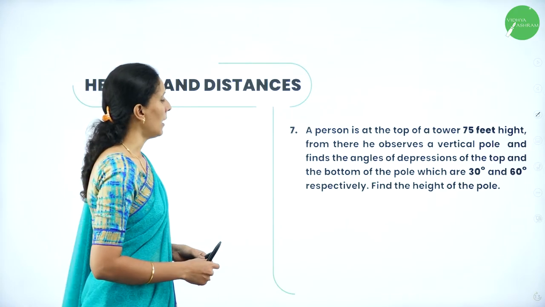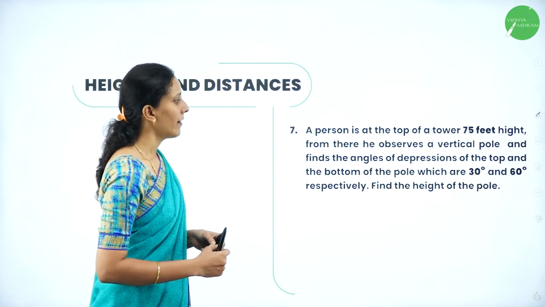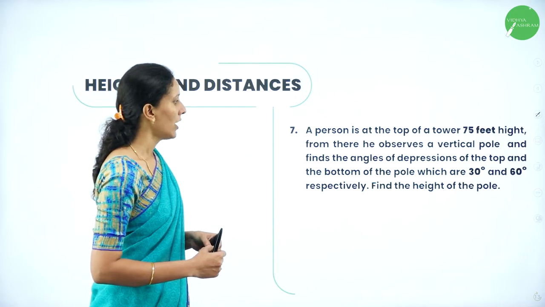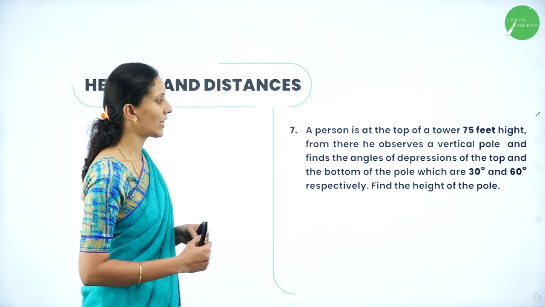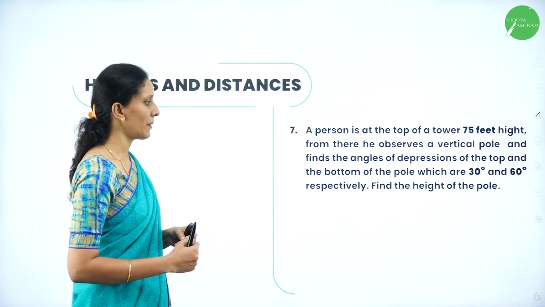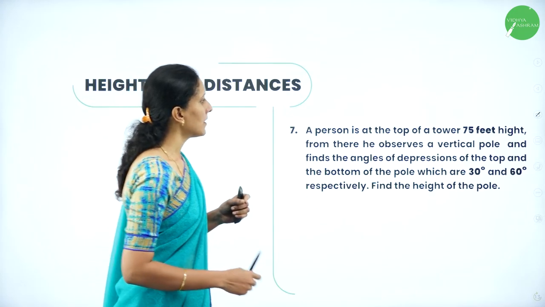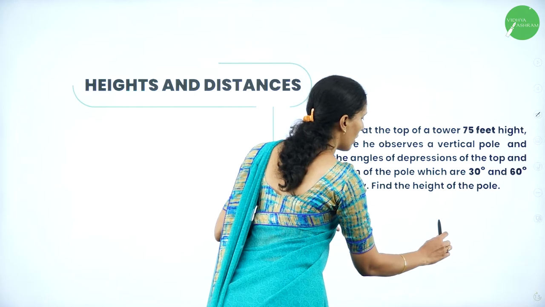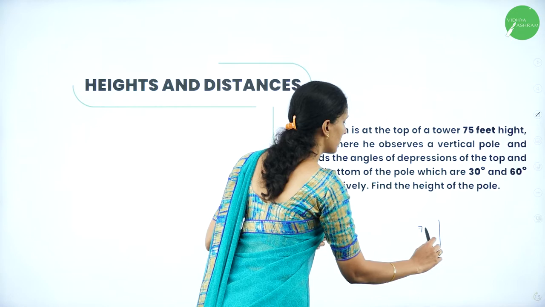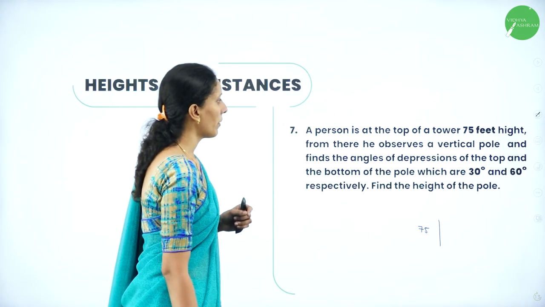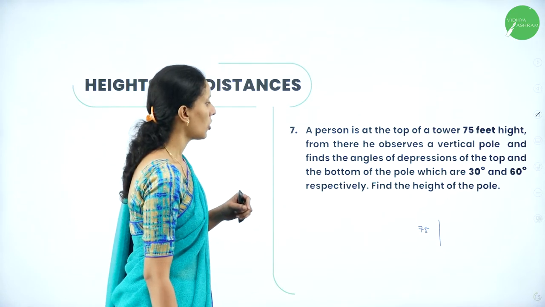Next question. A person is at the top of a tower, 75 feet height. From there, he observes a vertical pole and finds the angle of depression of the top and the bottom of the pole, which are 30 degree and 60 degree respectively. Find the height of the pole. So, a person is actually at the top of a tower, which is 75 feet height.